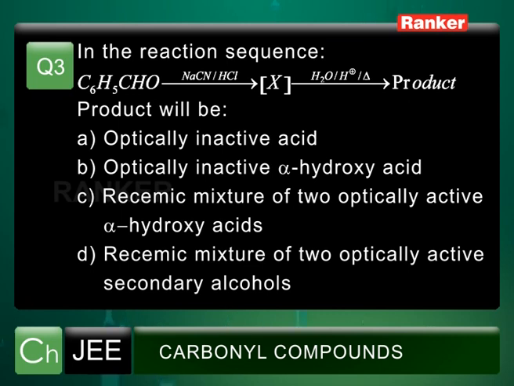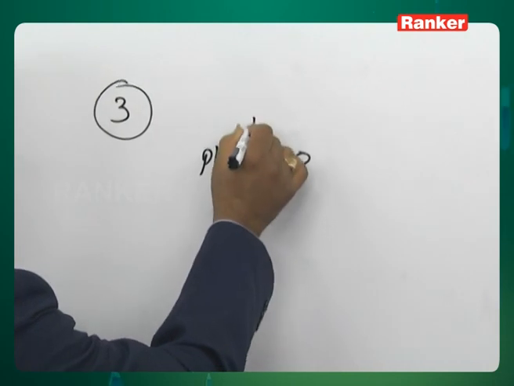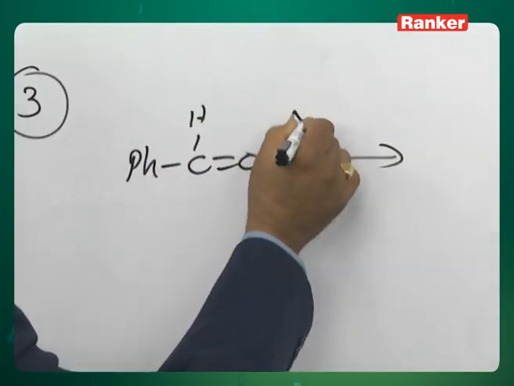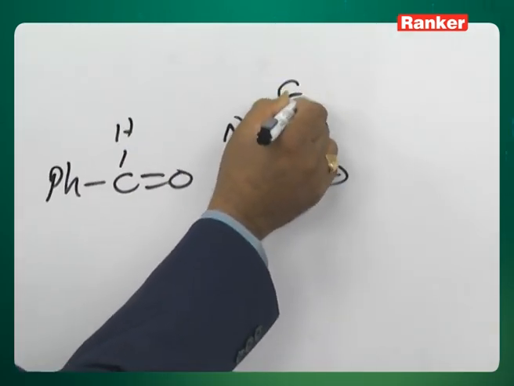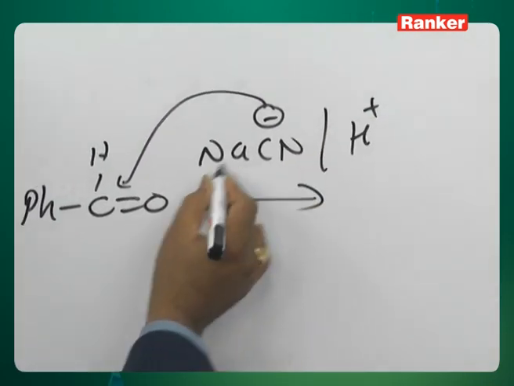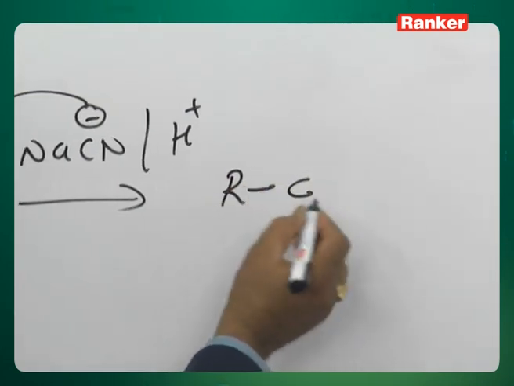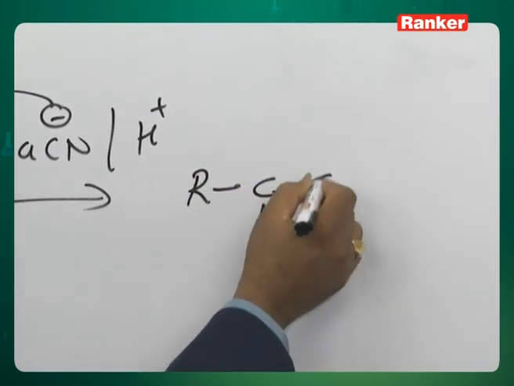So the reaction is like here, benzaldehyde undergoes a reaction with sodium cyanide. Cyanide minus attacks the carbon. In the hydrolysis reaction, the sodium is replaced by H, so therefore you will get a cyanohydrin. The O will become OH, and a cyanide is added.